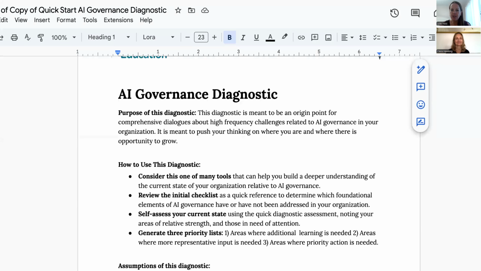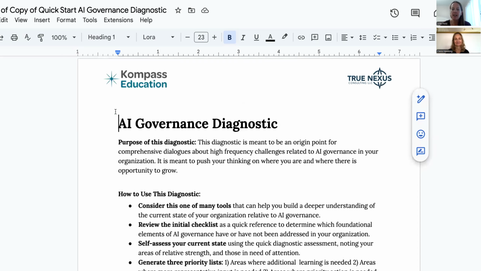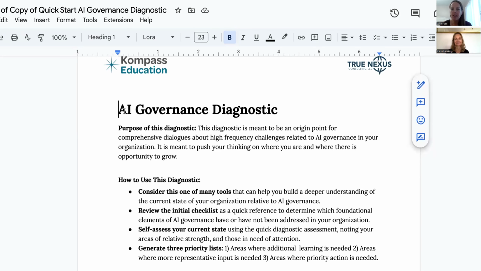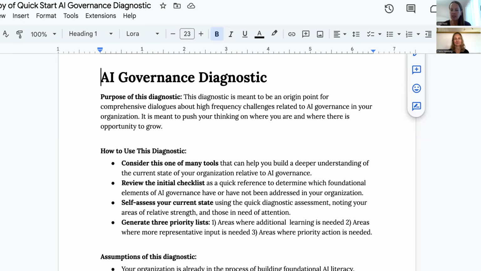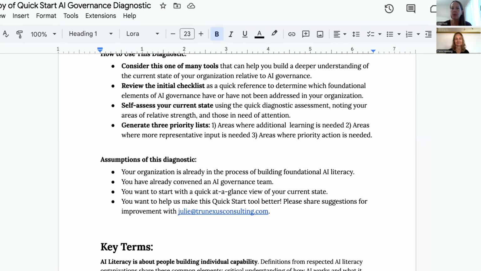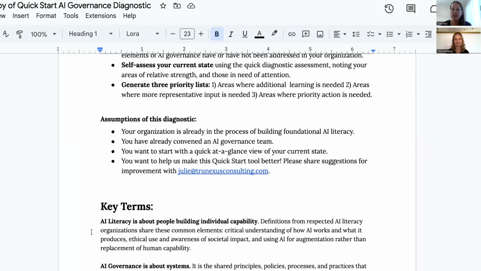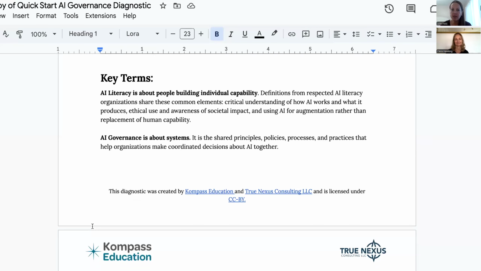In the first part, there is a little bit of a protocol. We have some ideas for how you might use the diagnostic with your teammates, as a self-assessment tool and a starting point for conversations. We made some assumptions when we started this document, so it's important to read through those and make sure your organization is ready to have these kinds of conversations. We also gave you some key terms to think through, if you've heard us talk before about AI literacy and AI governance and how those differ. We wanted to make sure we're starting out with some shared language as well.